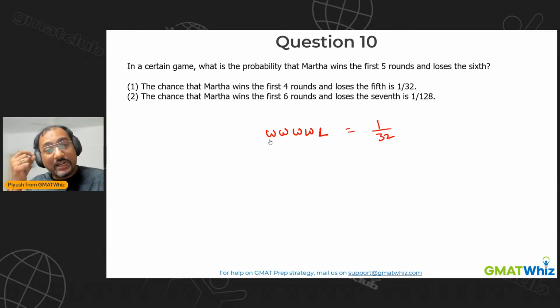Even using the same logic, can't you make an equation from the second one either? You can't assume anything from the second one, that her chance of winning in each round is the same or not. Nothing is given in the question. So the answer to this question is simply E.